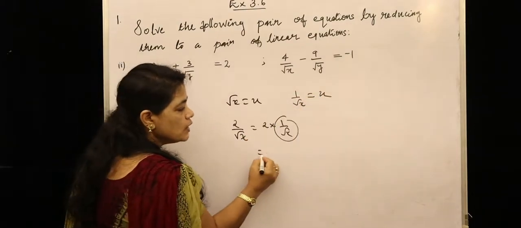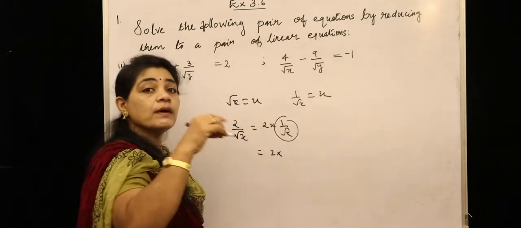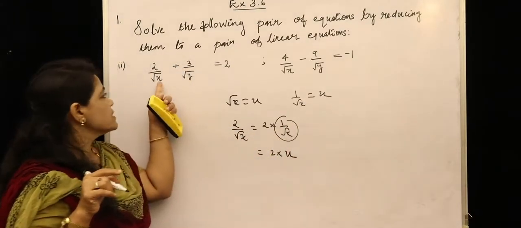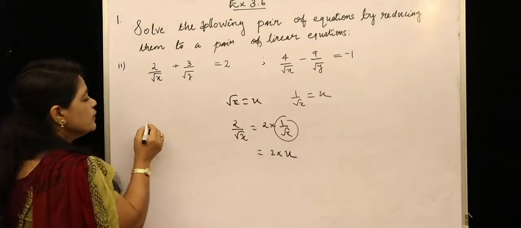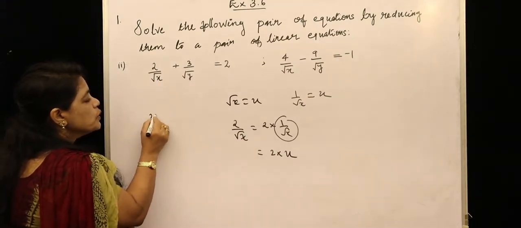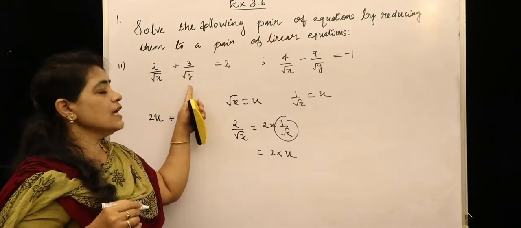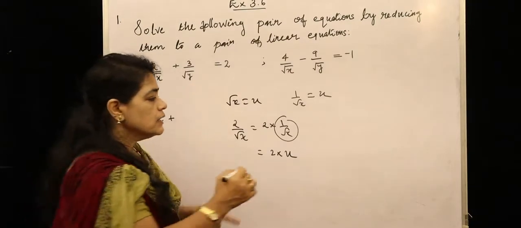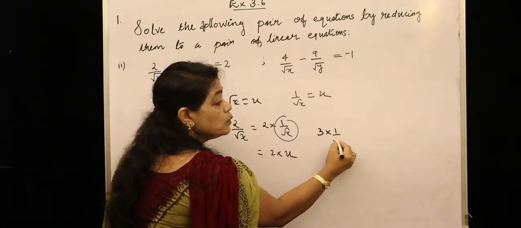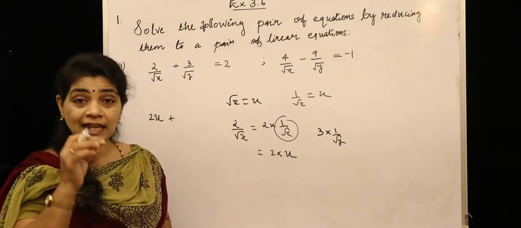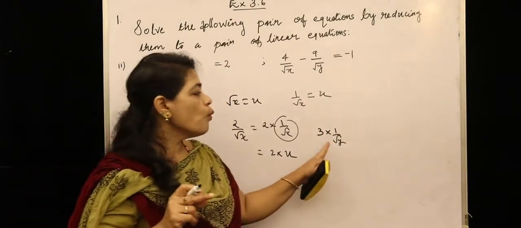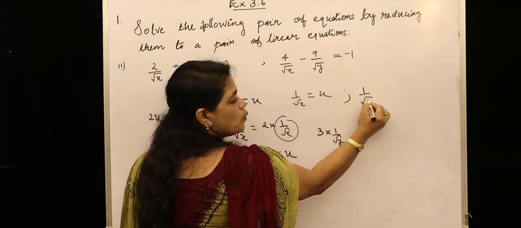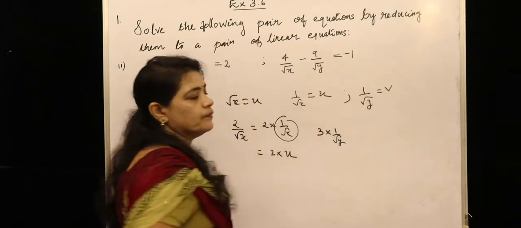So what happens, children? 2 into, as such, this 1 by root x is now reduced into u. So 2u. Understood? So 2 by root x we can now write as 2u plus, the same way, 3 by root y is 3 into 1 by root y. So we have to give the substitution 1 by root y is equal to v.